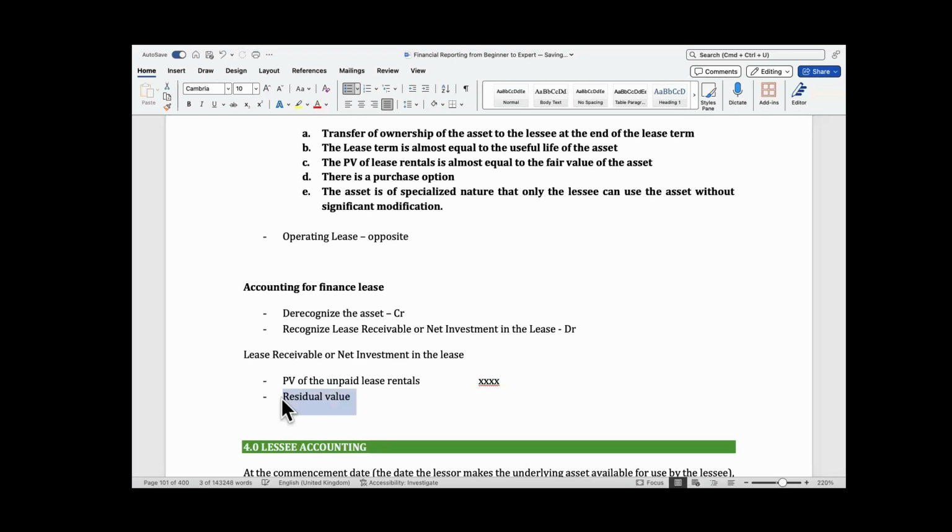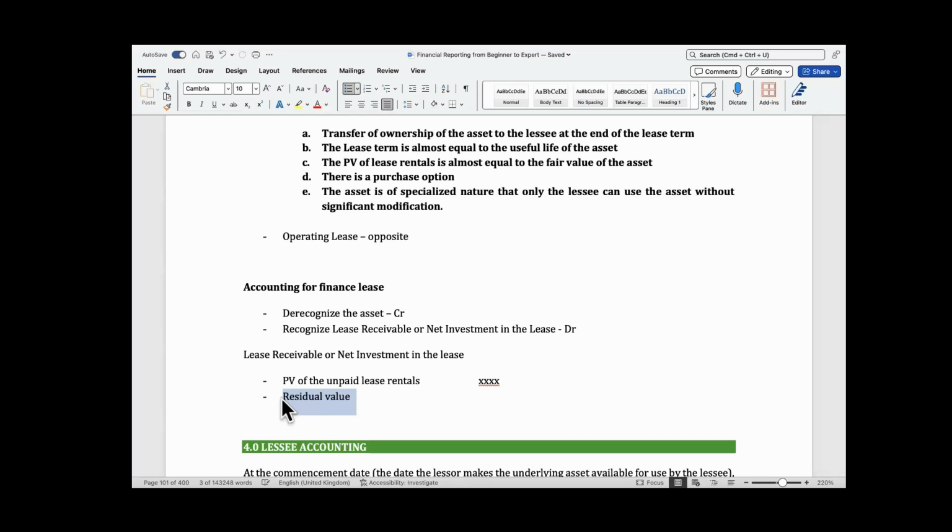This residual value part, because the lessee knows that this is a finance lease and is most likely not returning the asset because the lease term is almost equal to the useful life. So they will have agreed on what the residual value of these assets will be. When I say residual value, I mean the scrap value or the remaining value of the asset at the end of its useful life.